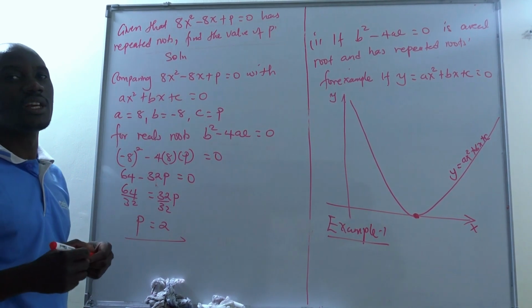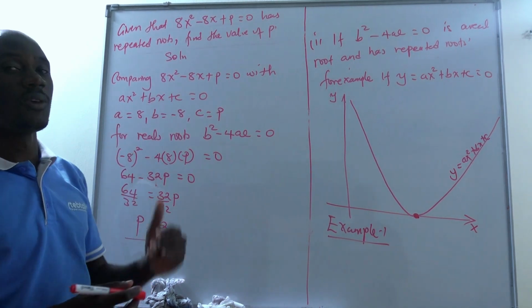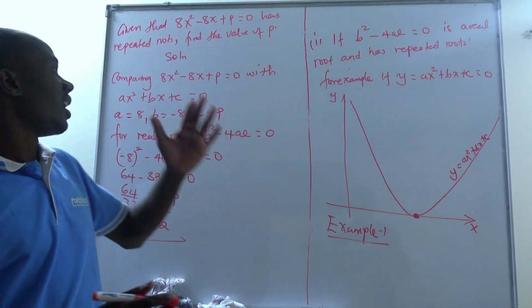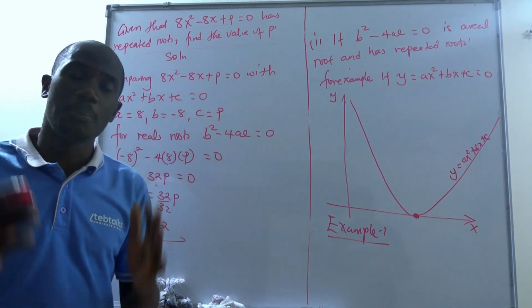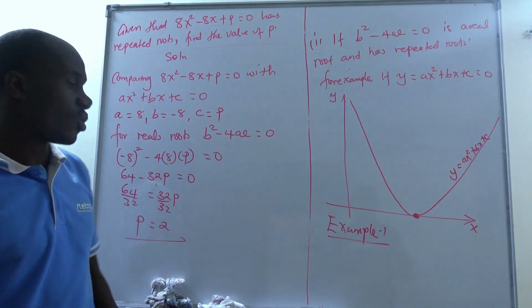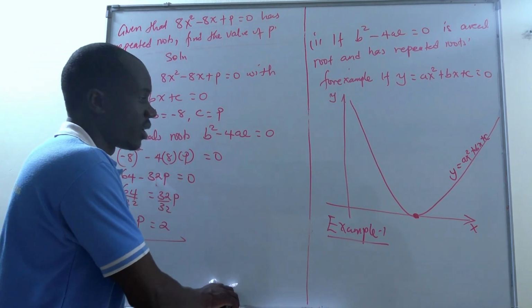You would have already come out with the value of p if they have given you a condition that the equation has got repeated roots. So we are proceeding to example 2.